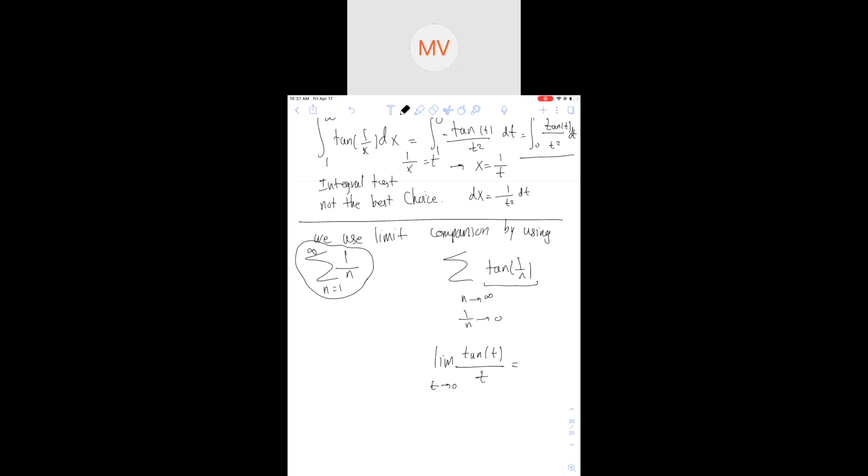You can simply use L'Hopital. Take the derivative of the top, that's secant squared of t. The derivative of the bottom is 1. Now, when t approaches 0, secant of 0 is 1. So the whole thing is 1. Anyway, this is where I got that idea. And why again? Because I'm doing tan of t dividing by its argument. Now, what's the argument of tan 1 over n? It's 1 over n. So that's why I consider this summation of 1 over n. All right, now let's continue.